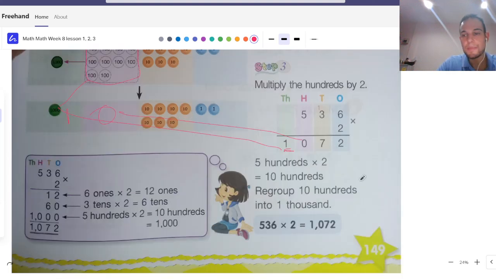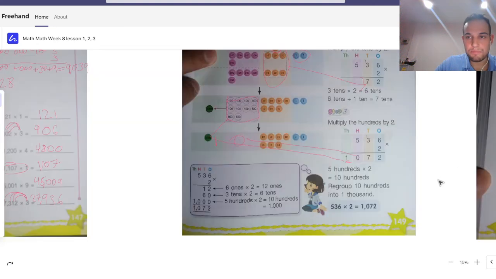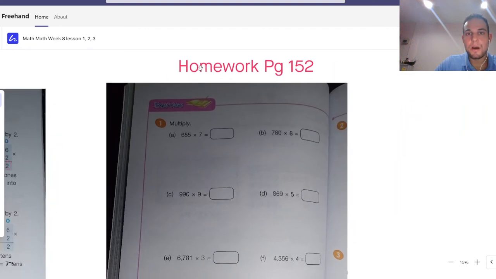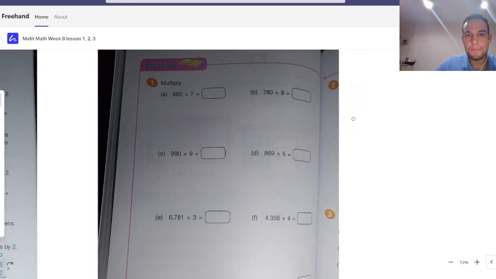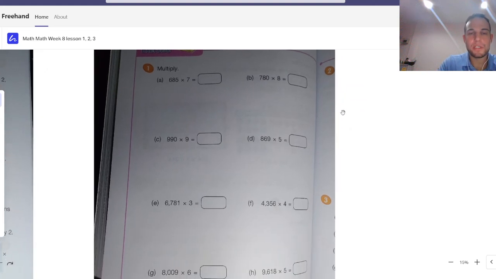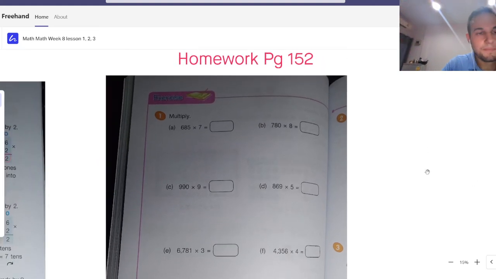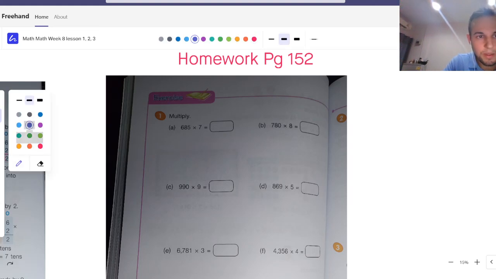Super easy. All right, so now that you saw how easy it is, I want you to practice this for homework. And your homework is right here. Homework page 152. Write down all of the questions in the vertical way so you can do it very easy. So for an example, let me help you. You will write 685 like this.